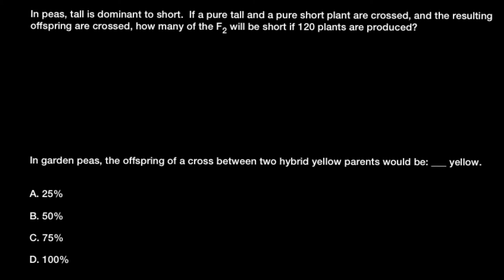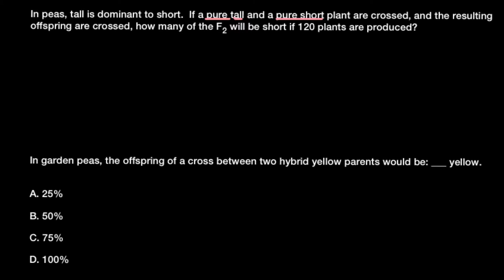So here we have two pure lines. The word pure means that this trait wouldn't segregate in the following generation if we self-pollinate this plant. So we have pure tall and pure short. What does it mean?